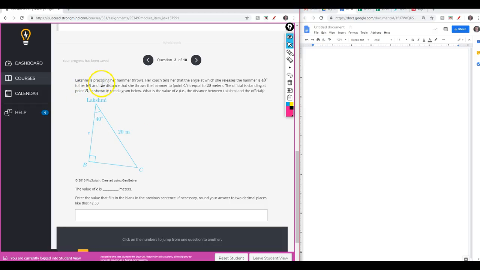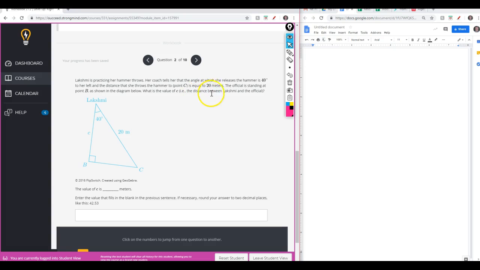Alright, Lakshmi is practicing her hammer throws. Her coach tells her that the angle at which she releases the hammer is 40 degrees to her left, and the distance that she throws the hammer to, point C, is equal to 20 meters. The official is standing at point B as shown in the diagram below. What is the value of C?